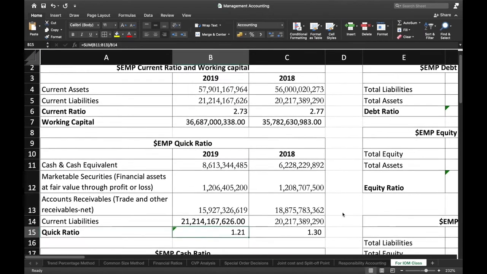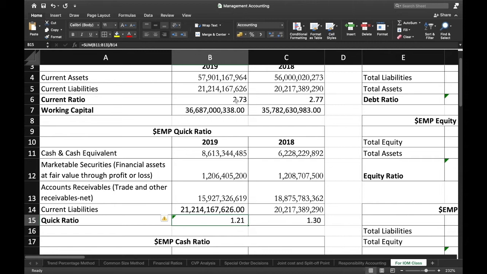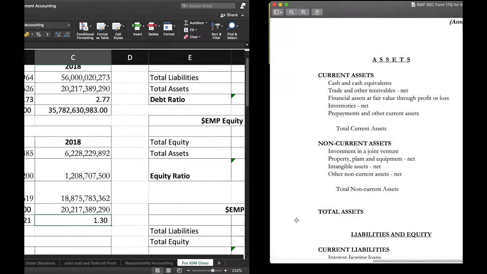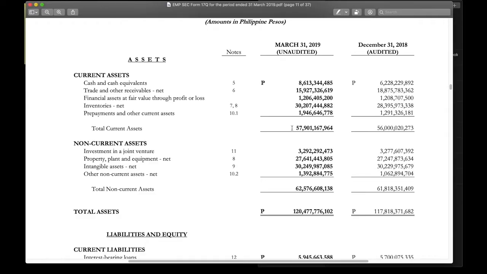Dito sa current ratio natin, if you can see, from 2.73 current ratio, naging 1.21 pagdating sa quick ratio. From 2.77 current ratio year 2018, naging 1.30 quick ratio year 2018. Meaning to say, bumaba yung quick ratio. Bakit bumaba? Kasi sa ating financial statements, ang kinukuha natin for the current ratio is the total current assets, while for the quick ratio is just the first 3 parts of the current assets. That's why mas lumiit siya. Ayun ang pinagkaiba nila.